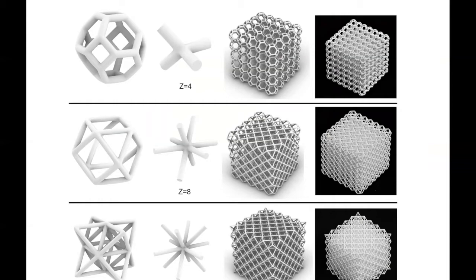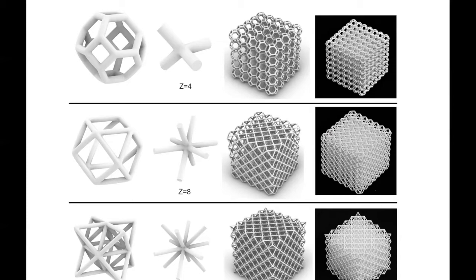You might identify them. This is called the Kelvin cell. It's an idealized model of foam structure. It comes from Lord Kelvin, who back then thought that that was the tessellation that minimizes the surface area. We know now that that's not true by the Weaire-Phelan structure, and basically this is called the octahedron, and this is the octet lattice.